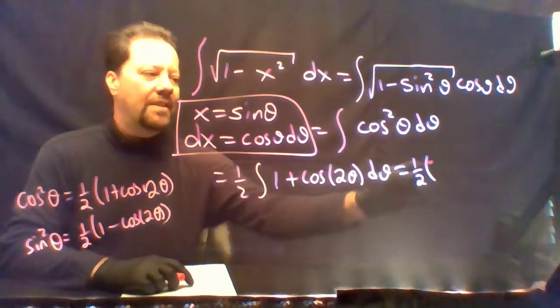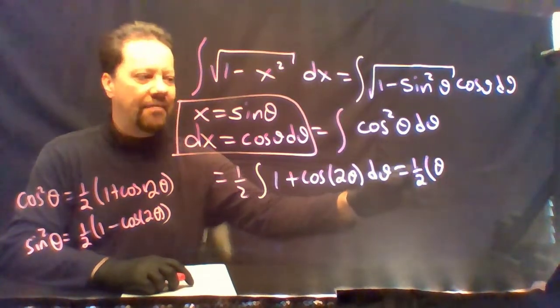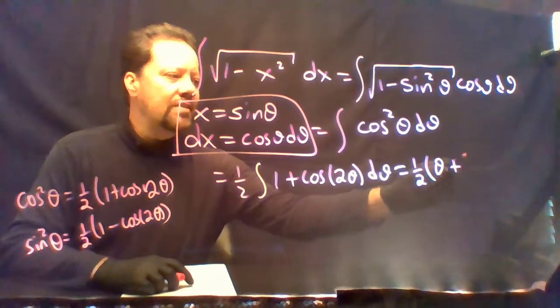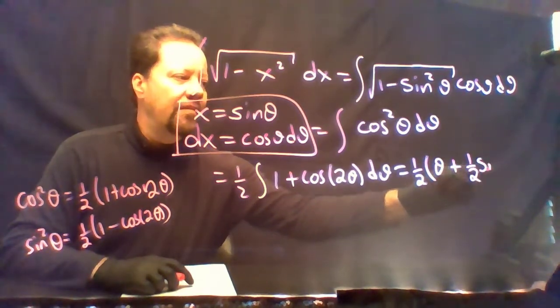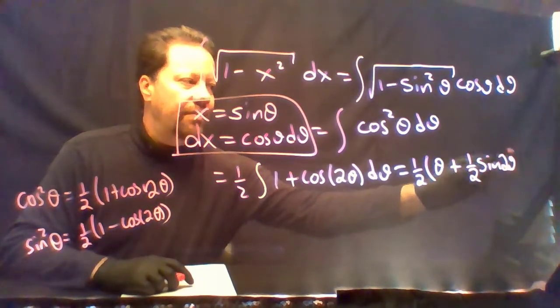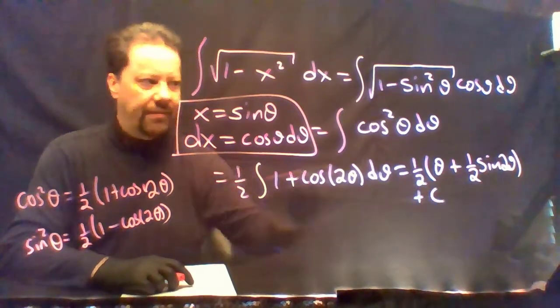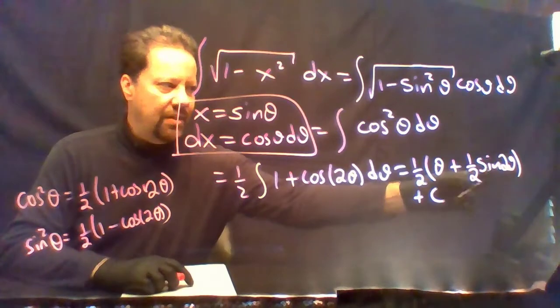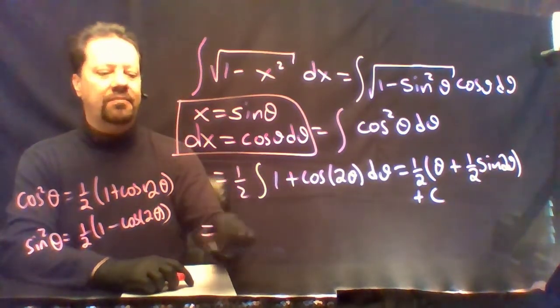That's 1/2 times theta plus 1/2 times 1/2 sine of 2 theta plus a constant of integration. At this point, we need to use a double angle identity.